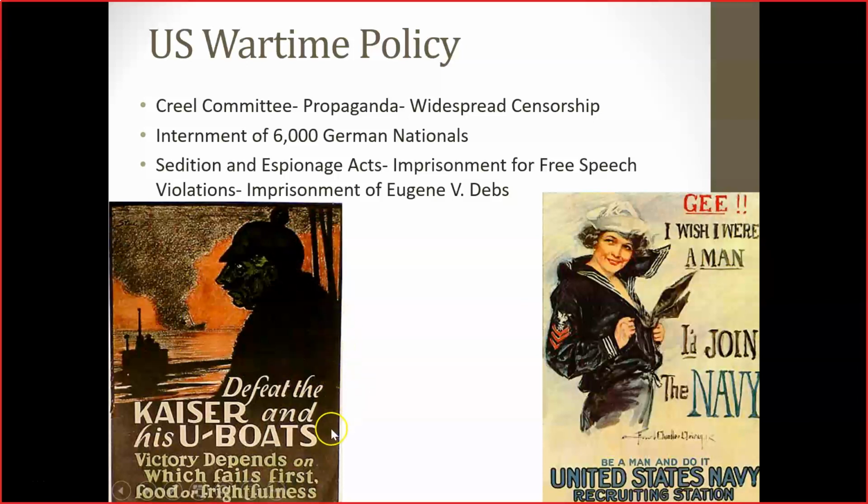Germany and the Kaiser and their U-boats depicted as a dark, sinister sort of element here. And of course, here you have the characteristics of gender inequality during the time period, where you have a female on a propaganda poster saying, "Gee, I wish I were a man so I could join the Navy," effectively, again, appealing to that sentiment that men become strong men by going in to fight wars. And this also speaks to the inherent gender inequalities in the United States at the time.